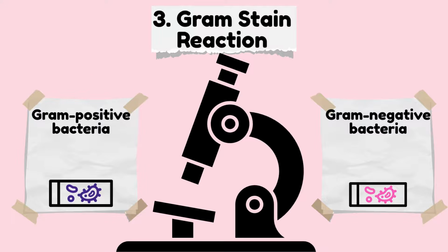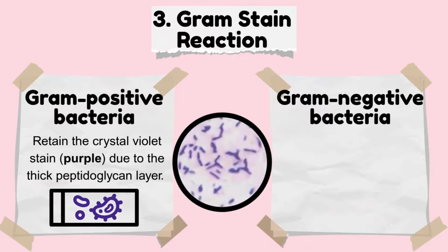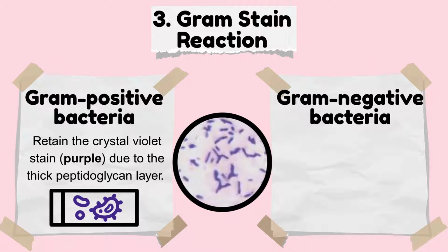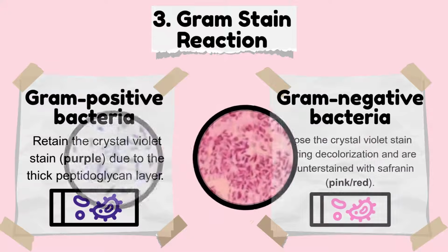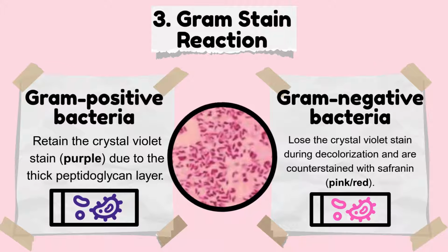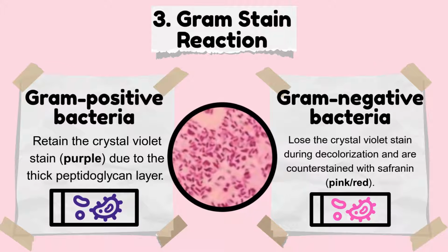Gram stain reaction. Gram-positive bacteria retain the crystal violet stain, that is purple, due to the thick peptidoglycan layer. Gram-negative bacteria lose the crystal violet stain during decolorization, and are counterstained with safranin, so they appear pink or red.